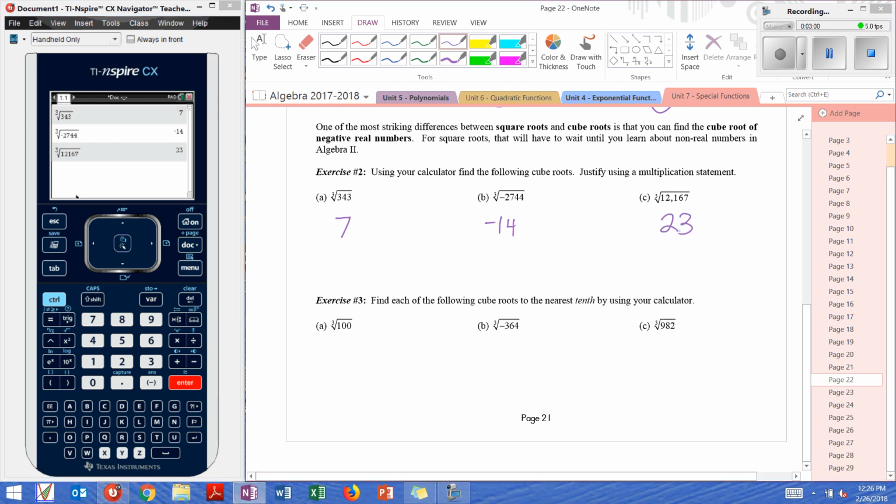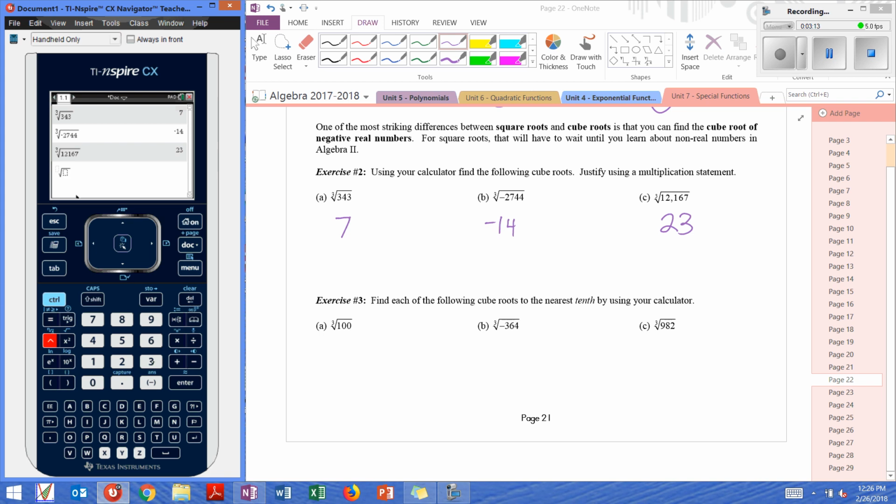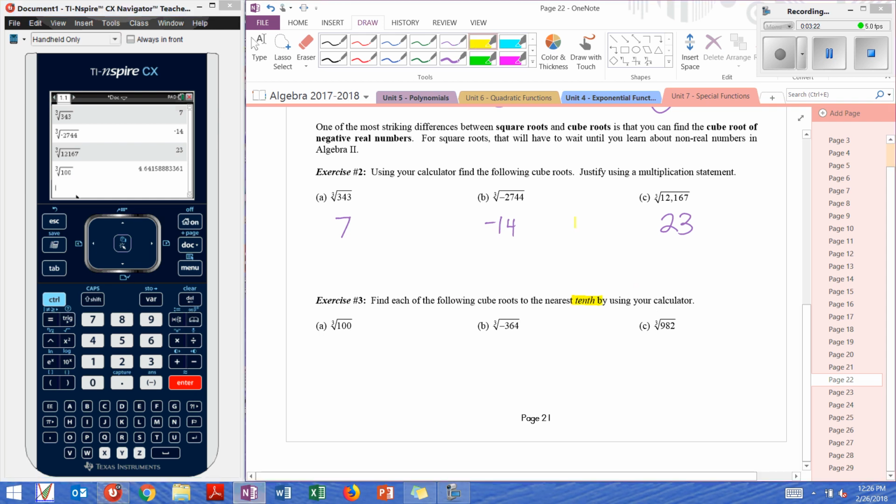Okay, so those are what we call perfect cubes. Here we are going to realize in exercise 3 that these are not so perfect, even though you're like, wait, 100 is a perfect square, why isn't it a perfect cube? Well, that's because 3 numbers times itself will never give us 100. So this is where we'll use technology to help us. Here it says round to the nearest 10th.